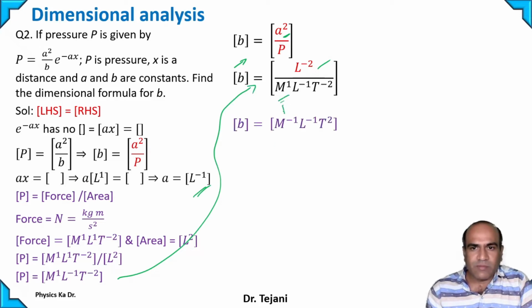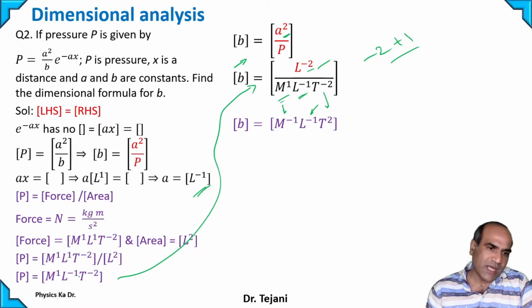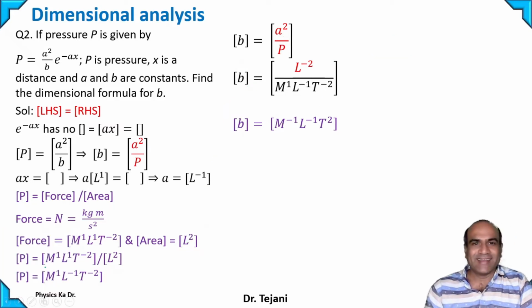So M becomes minus 1, L minus 2, minus plus 1 becomes minus 1, and T becomes plus 2. Plus 2. That's great.